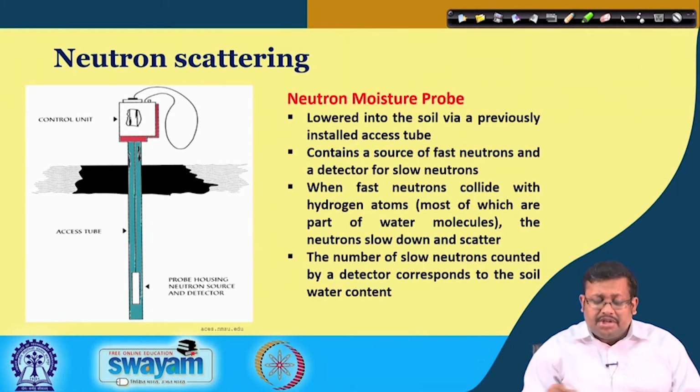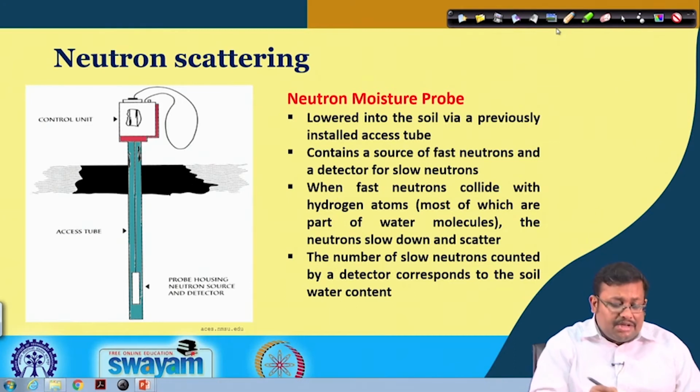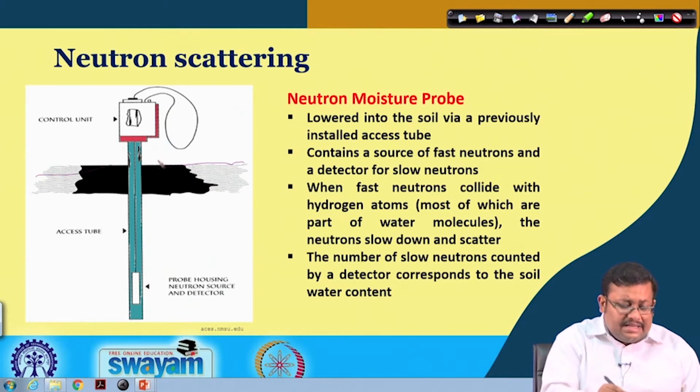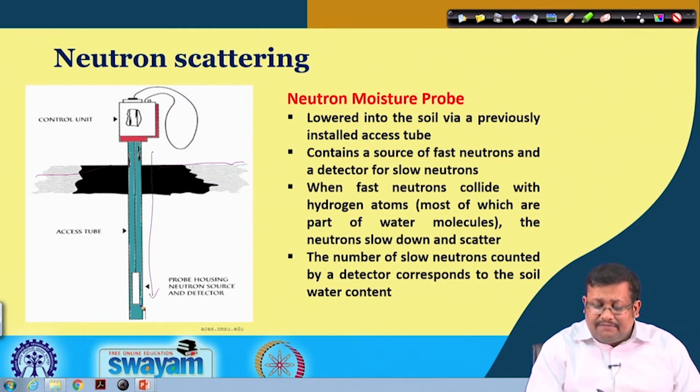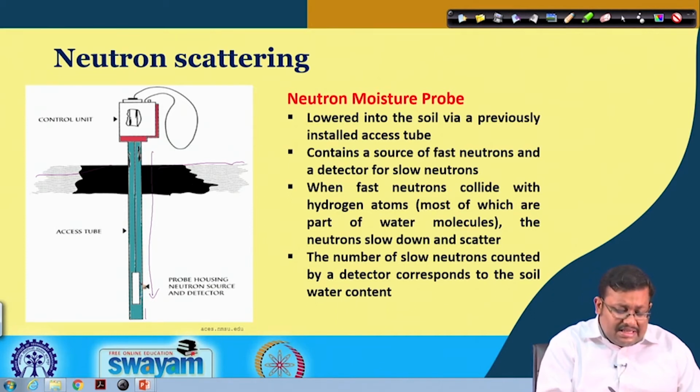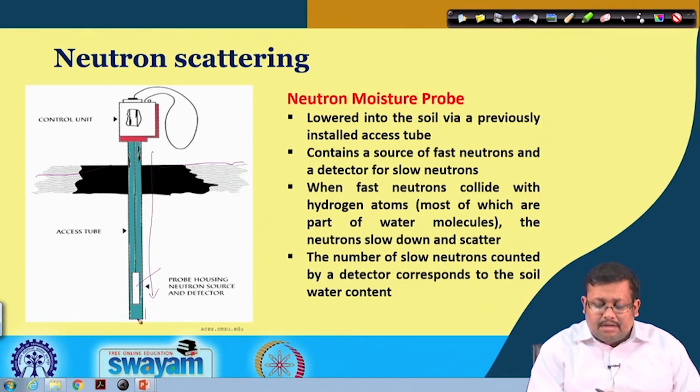So, this is the picture of Neutron moisture probe, and basically in the Neutron moisture probe, the probe is lowered. So, this is the soil surface, and we generally lower the probe. Now, before lowering the probe, we have to install this access pipe. This access tube is basically made of some metal, and this Neutron moisture probe is lowered into the soil via the previously installed access tube, and it contains a source of fast neutrons and a detector of slow neutrons.